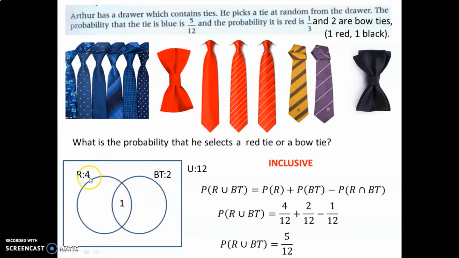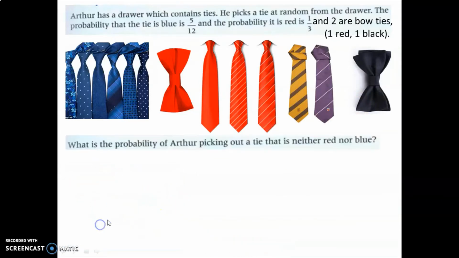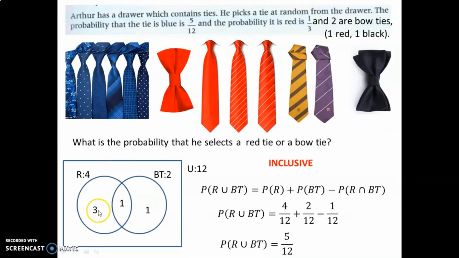And if that's a 1 and this is a 4, this must be a 3 because that makes 4 in total. And if this is a 2 here and this is a 1 here, this must be a 1. So that's the one remaining bow tie, which is this one. And that means a union, red or bow tie. Union is everything in these circles. And we can see those numbers add up to 5.